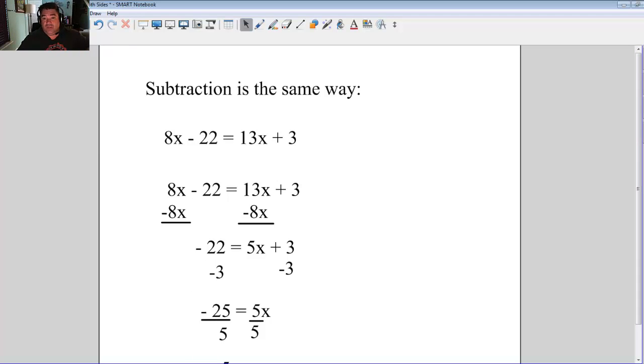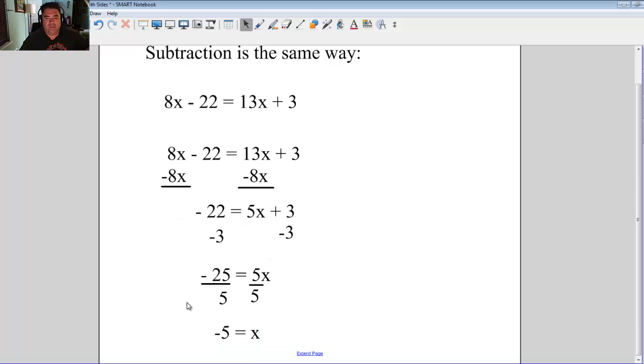Now subtraction works the same way. In other words, you have 8x, you minus 8x to both sides, as you see here. So this goes away, and this is 5x. You go ahead and minus 3 to both sides, but negative 22 minus 3 more makes negative 25. Divide by 5. In other words, you can have a negative number and it's still the same value. It still works the same.